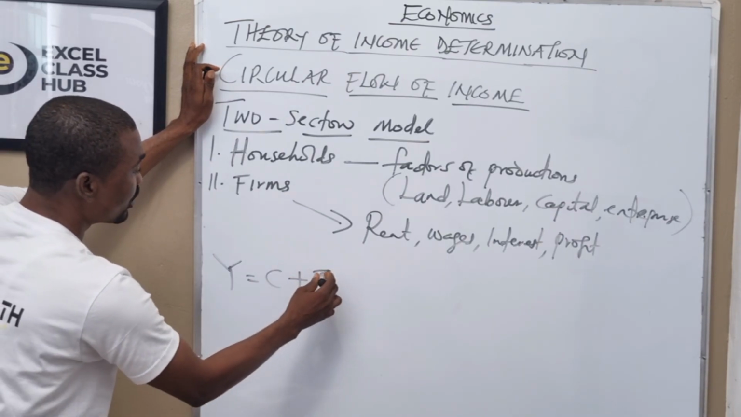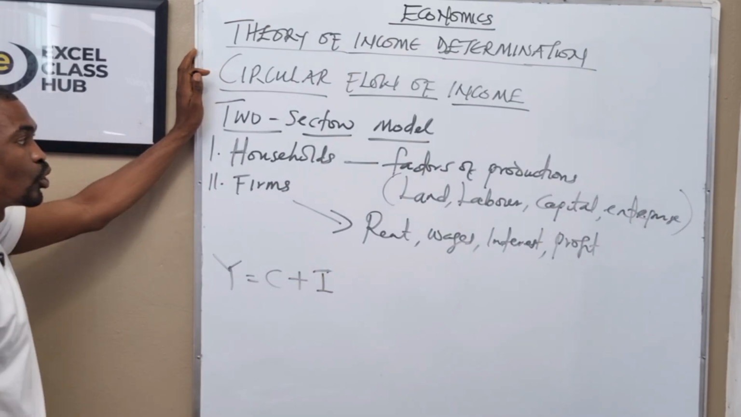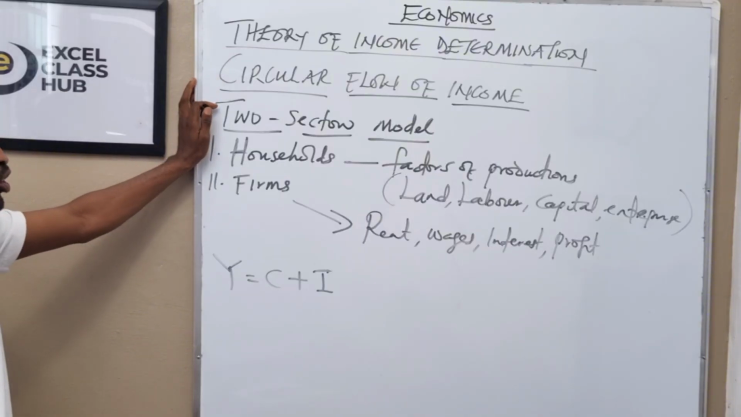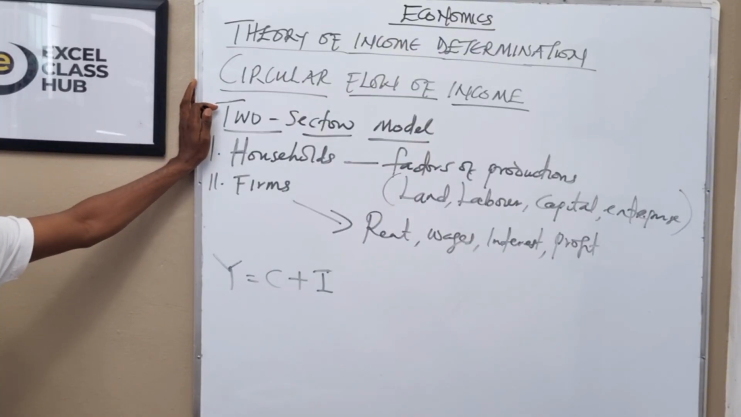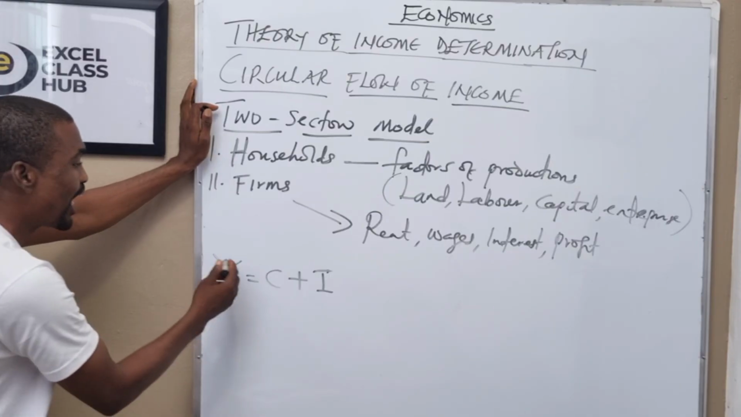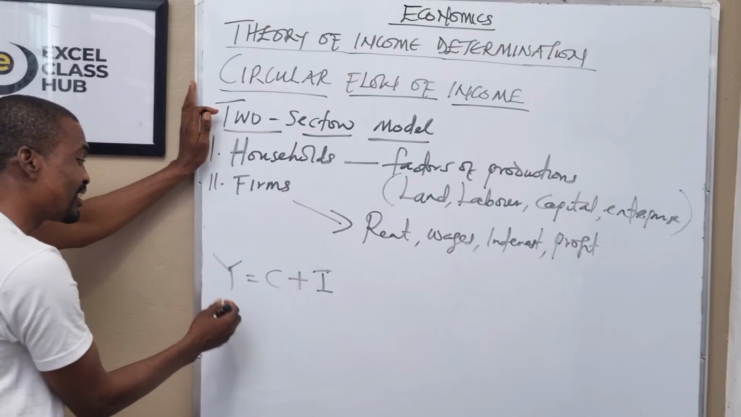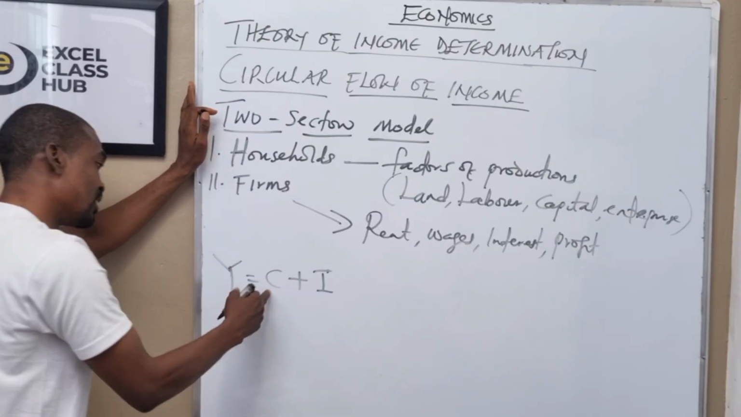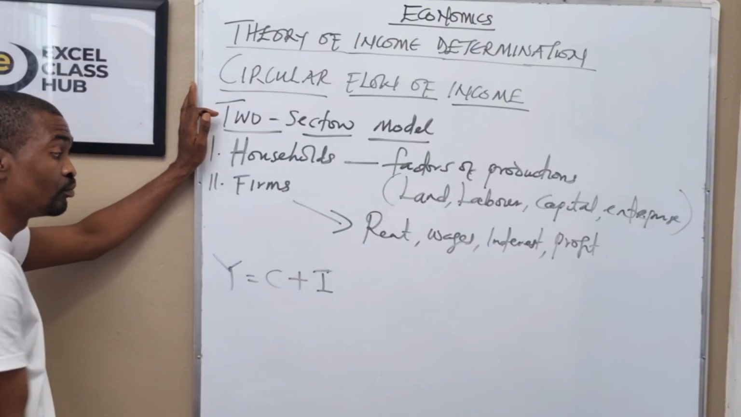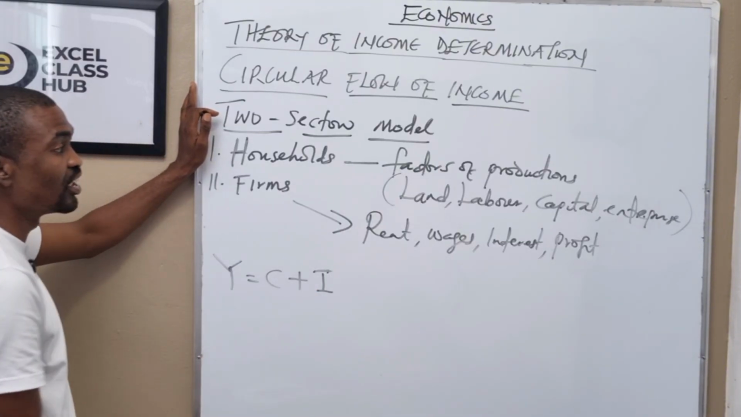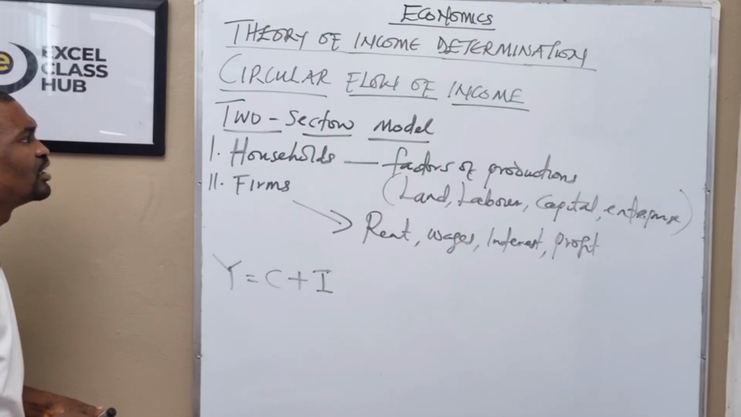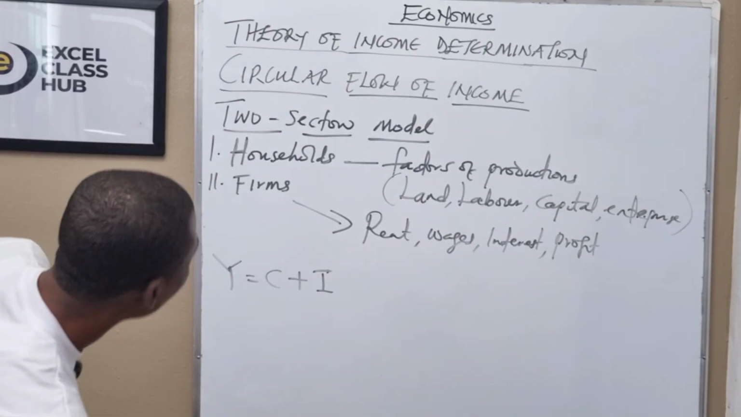Consumption plus investment. So one of the assumptions of the two-sector model is that there's no government intervention, there's no foreign trade. So we have Y equals C plus I. So Y here stands for income. The C here stands for consumption. And the I here stands for investment.